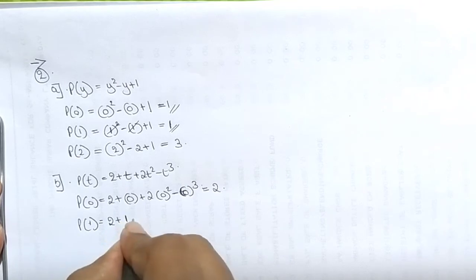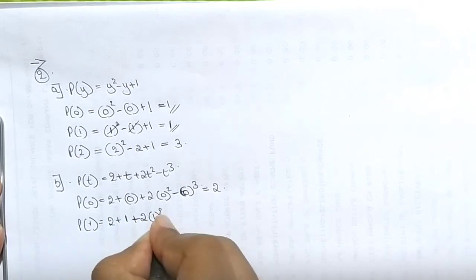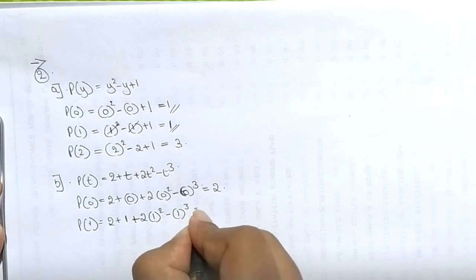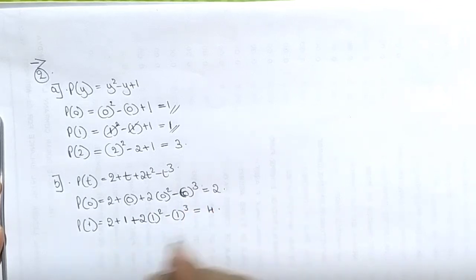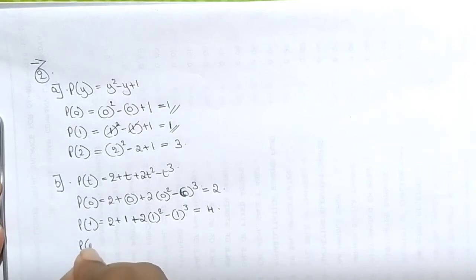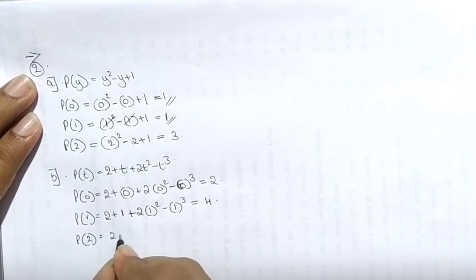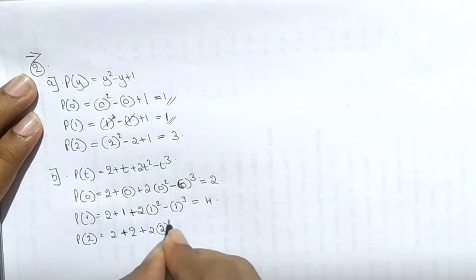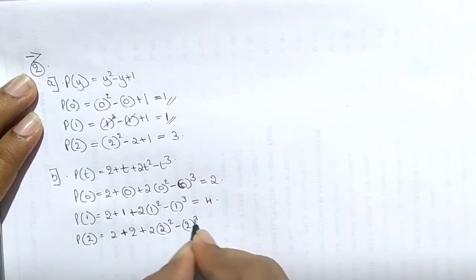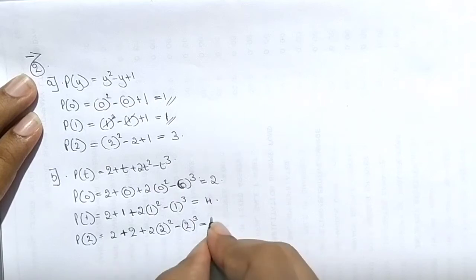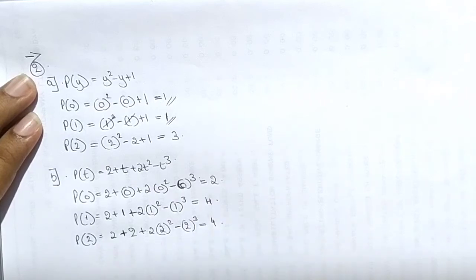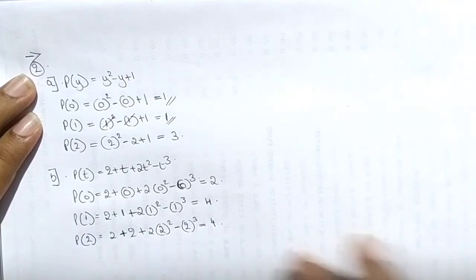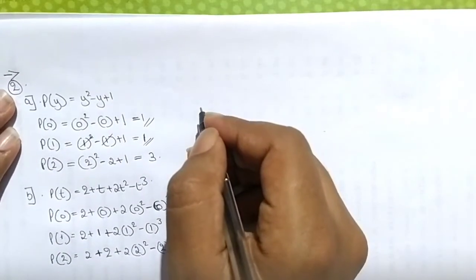2 plus, in the place of t, 1, plus 2 into 1 square minus 1 cube, that's going to give us 4. You add later on. And the third given case is P of 2. 2 plus, in the place of t we have 2, plus 2 into 2 square minus 2 cube. You know 2 cube is 8. Solve this, you will get again 4. That's it. We have another 2 questions.